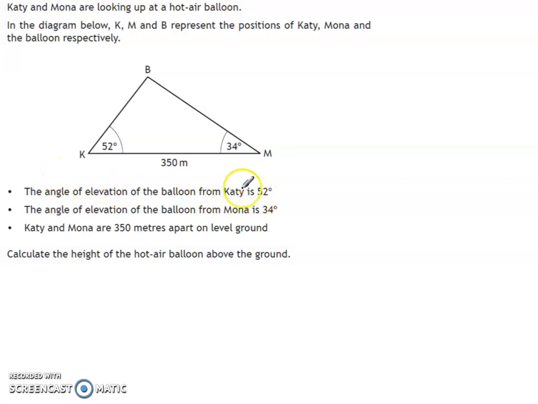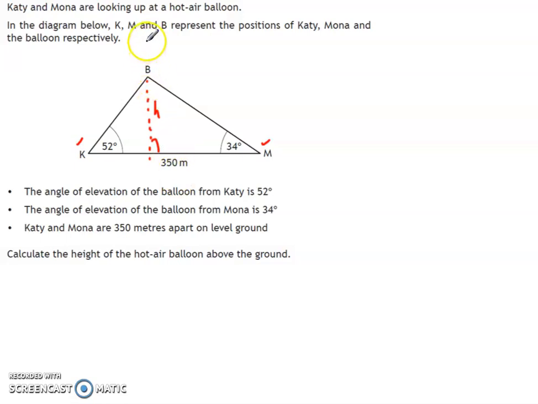Angle of elevation from Katie is 52 degrees, so there's Katie. Angle of elevation from Mona is 34 degrees. They're both 350 metres apart on level ground. We want to calculate the height of the hot air balloon above the ground. So we want that there. We want the height. Now we know the height from the balloon to the ground is perpendicular to the ground.